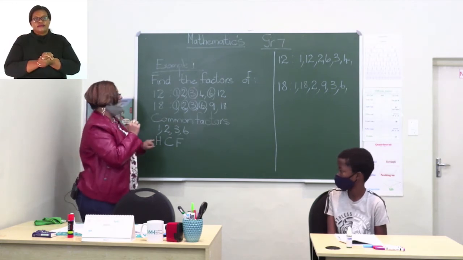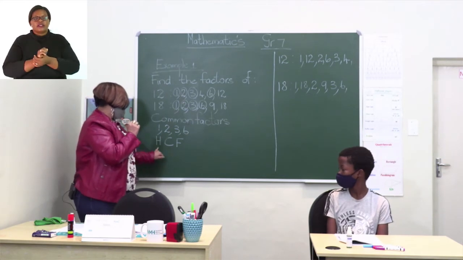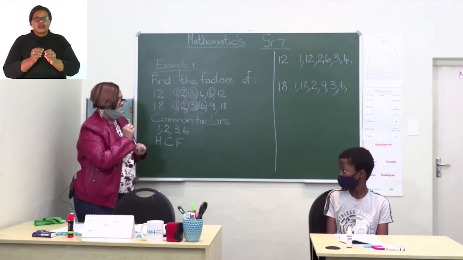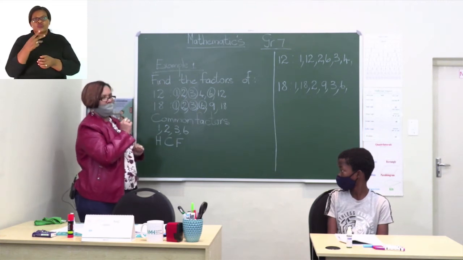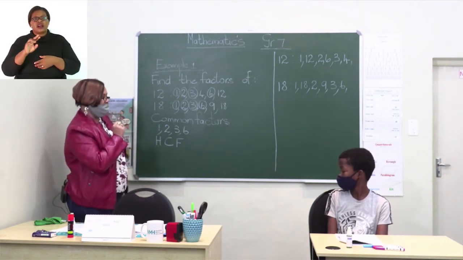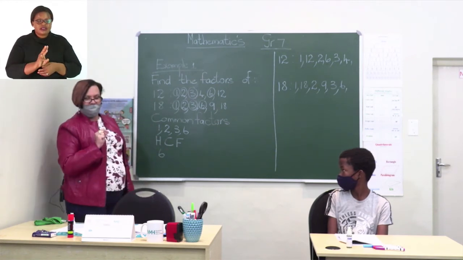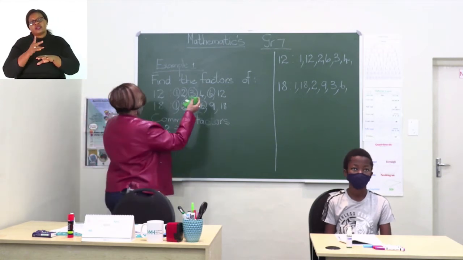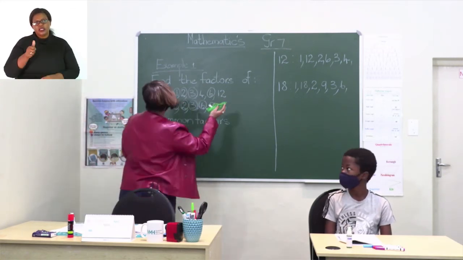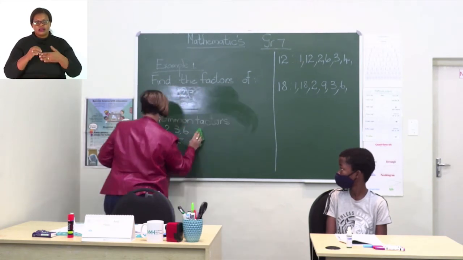Now we have to find the highest common factor, meaning the biggest number. Pomwene, assist me here. 1, 2, 3, and 6. Which one will be our highest common factor? 6. Do you agree? Yes. Thank you. One more example. One last example.